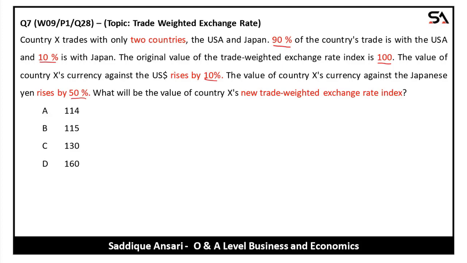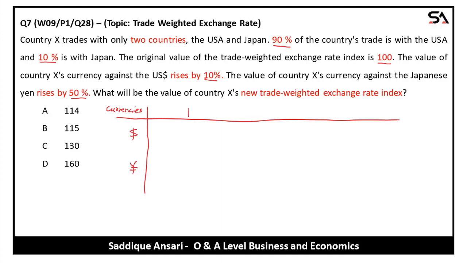We will calculate this in the same way as we calculate CPI and RPI in the topic of measurement of inflation. So what we'll do is we will draw a table. First we'll write currencies. There are two currencies. One is US dollar and the other is Japanese yen.